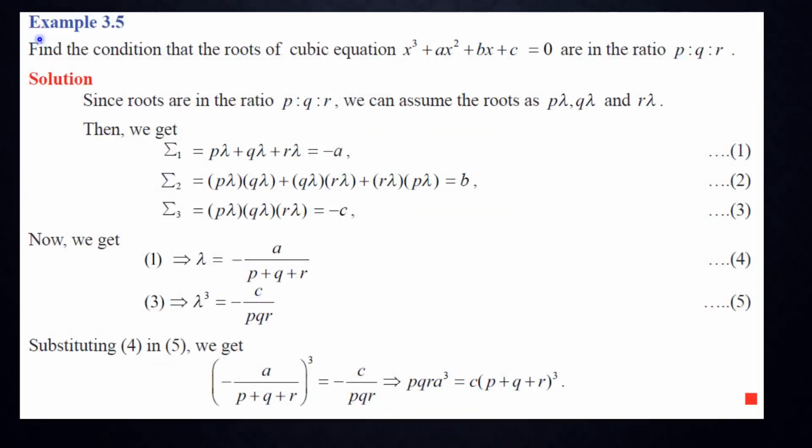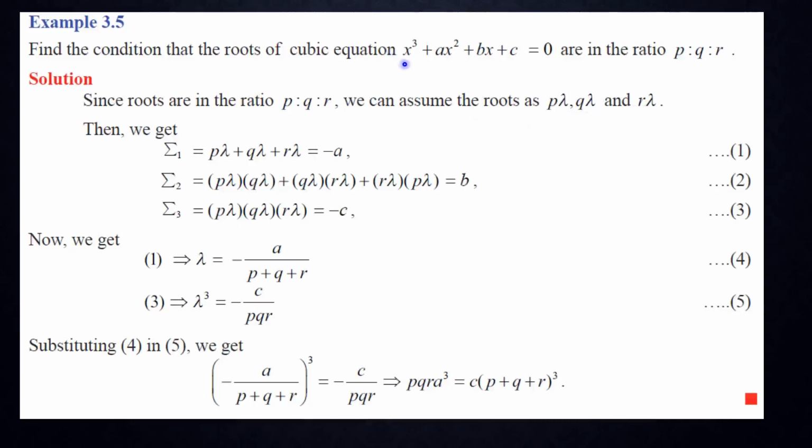Let us see the example fifth sum in chapter 3. Let us see the question. Find the condition that the roots of cubic equation x cube plus a x square plus bx plus c equal to 0 are in the ratio p is to q is to r. Okay, here in the ratio means நம்ம k ன்னு சொல்லி சேர்த்து எடுத்துக்கலாம். இங்க lambda ன்னு எடுத்திருக்காங்க. So assume the roots as p lambda, q lambda and r lambda.